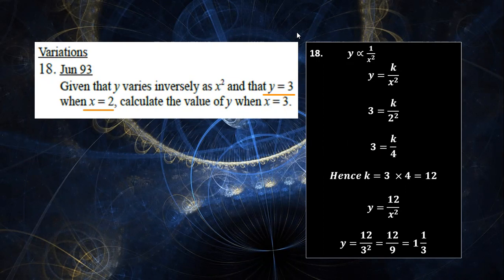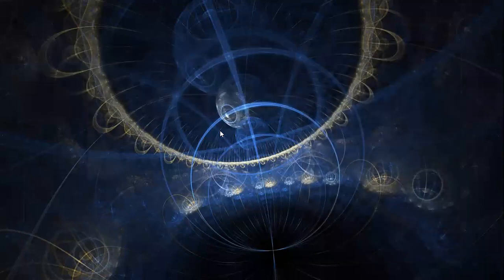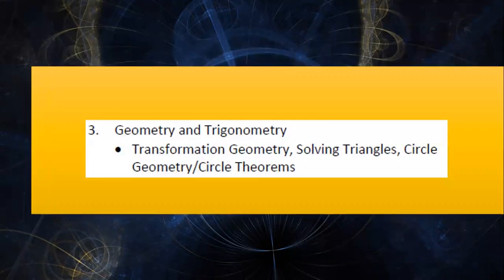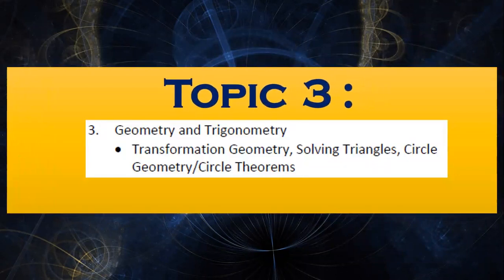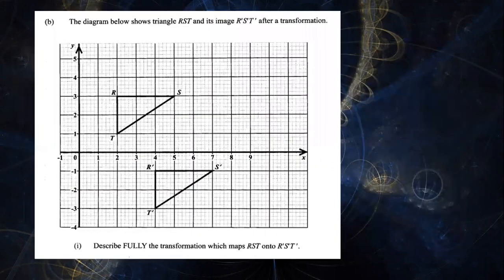Hey guys, awesome. And now let's carry on to the next topic, which is going to be topic 3, geometry and trigonometry: transformation geometry, solving triangles and circle theorems. All right, so let's go. The diagram below shows the triangle RST and its image R prime S prime T prime after transformation. Describe fully the transformation which maps RST onto R prime S prime T prime.